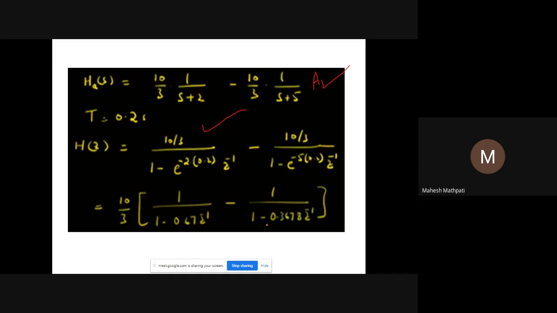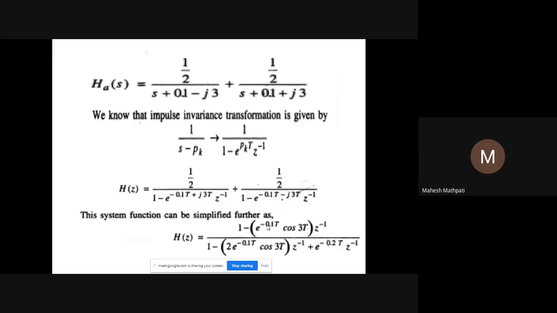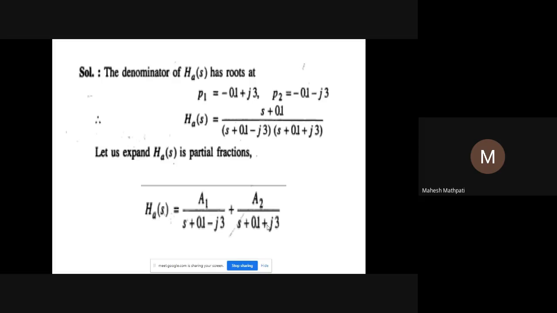Any difficulty here? Any question? No, sir. So this is the way we can solve examples related to the impulse invariance method, like how to convert the transfer function of an analog system to the transfer function of the digital system by using the impulse invariance method.